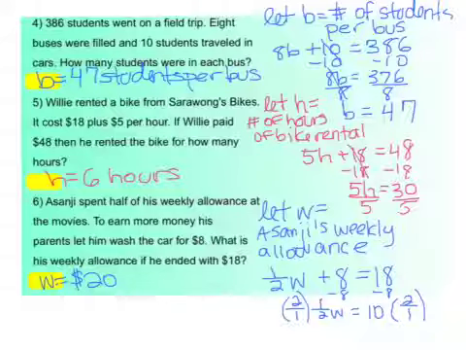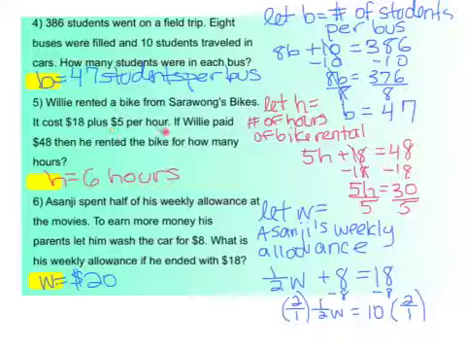5. Willie rented a bike from Sarah Wong's Bikes. It cost $18 plus $5 per hour. So an initial $18, just flat rate, and then $5 per hour. If Willie paid $48 total, then he rented the bike for how many hours?